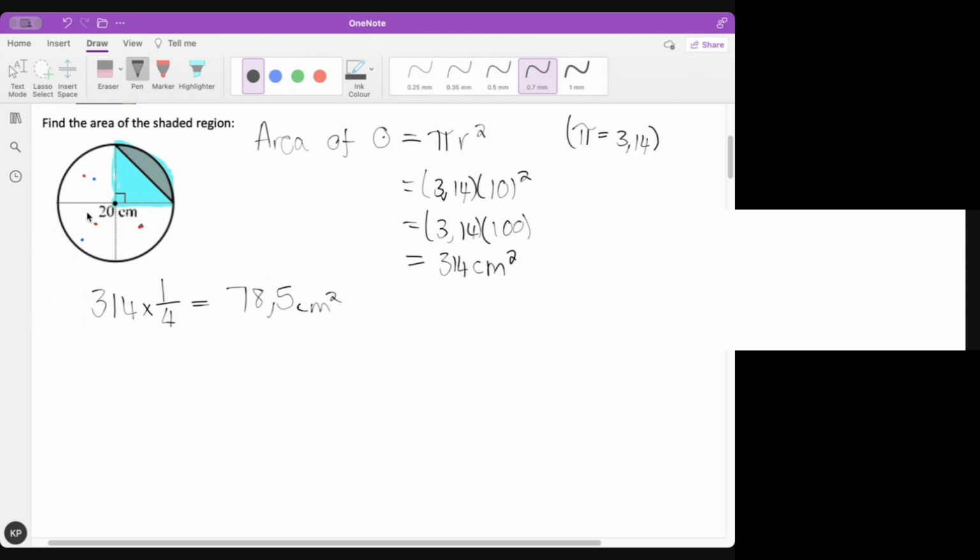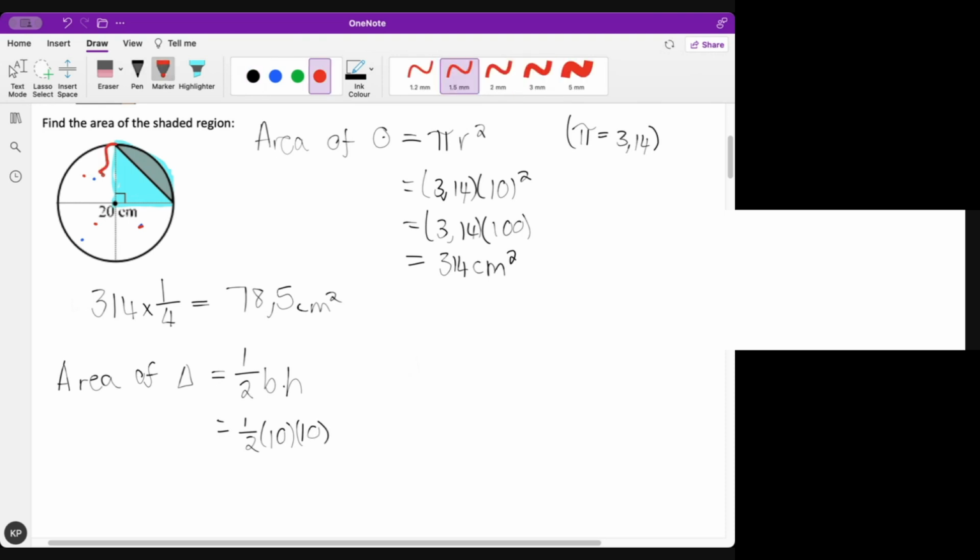Okay, so we know that that whole blue part is 78,5. Now let's figure out the area of the triangle. Right? And the triangle is half base times height. Do we have enough information in this triangle to figure out the area? Yes, we do. What's the base? 10. And what's the height? It is also 10 because they are both radii. Do you see this? Over there and over there. Okay, and my answer is indeed 50 centimeters squared.